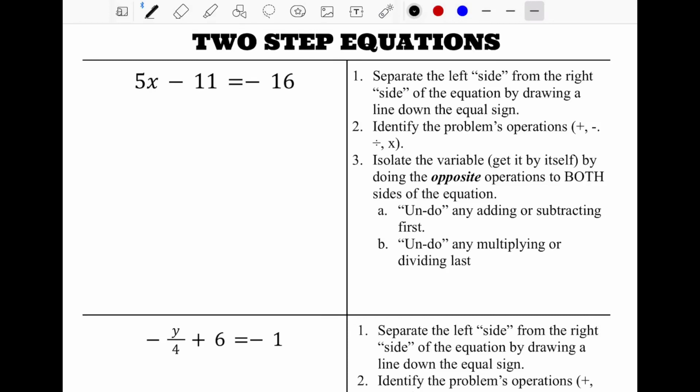All right, ladies and gentlemen, so let's look at two-step equations real quick. With two-step equations, there's three things we're going to have to complete in order to get our final answer. So let's take one step at a time.